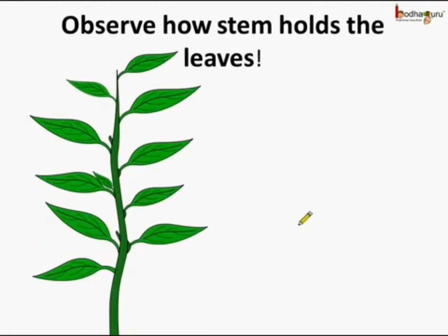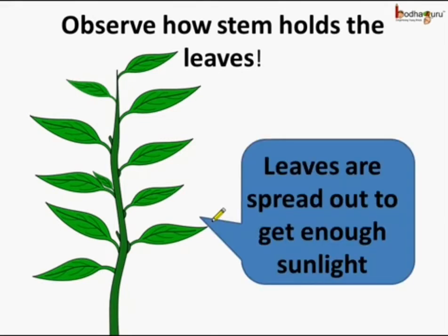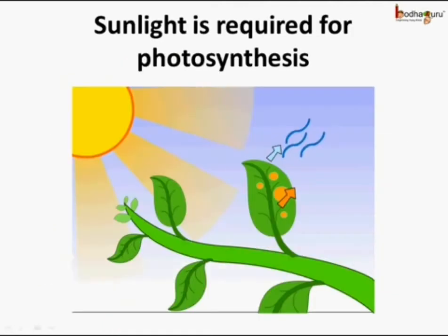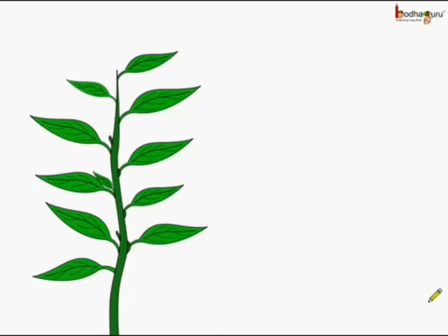Here, observe the stem, how it is holding the leaves. If you see, the leaves are spread out to get enough sunlight. And we all know the sunlight is required by the leaves to prepare food during the photosynthesis process. And how are the leaves attached to the stem?